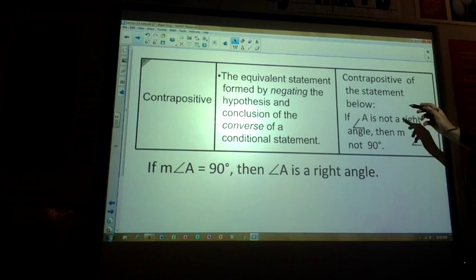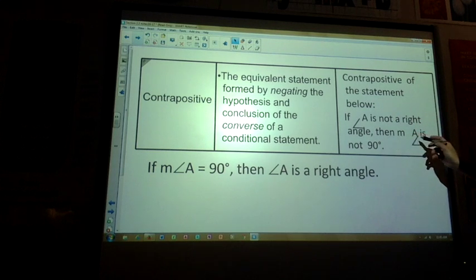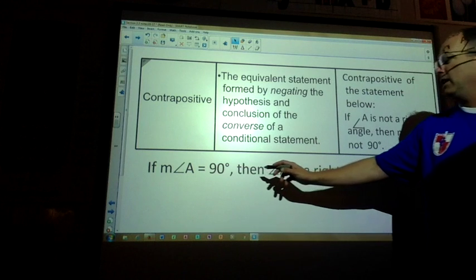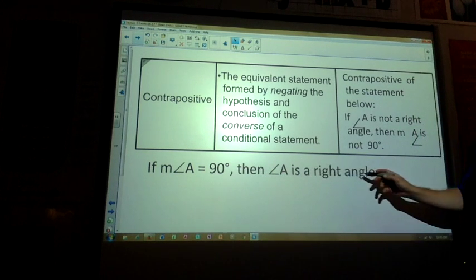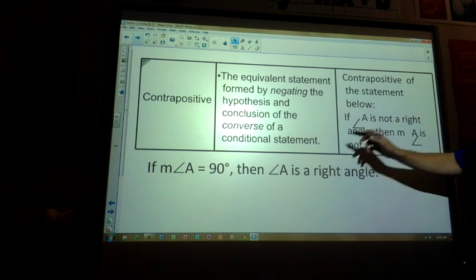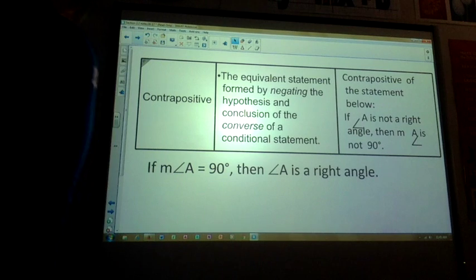Contrapositive statement below. If angle A is not a right angle, then angle A is not 90 degrees. If measure of angle A is 90 degrees, then angle A is a right angle. So we got rid of the nots, or I would put the nots back in. So the contrapositive, you flip-flop your if-thens and you put nots in there.